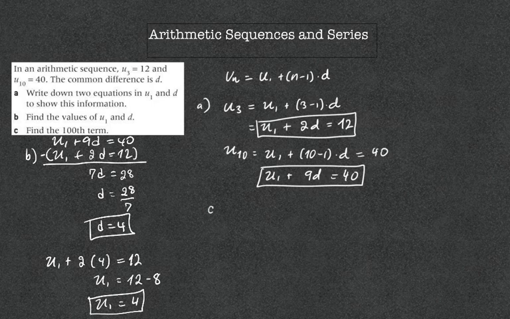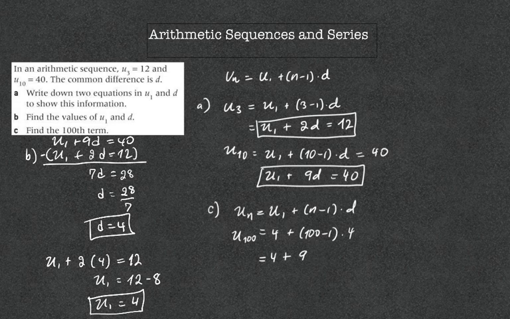Finally, in C, they're asking us to find the 100th term of the sequence. The 100th term of the sequence will be given, again, following this formula, but we're going to substitute n with 100. So U1, which is 4, plus 100 minus 1 times D, which is also 4. This is equal to 4 plus 99 times 4. That is the same as 100 times 4. So that is 400.